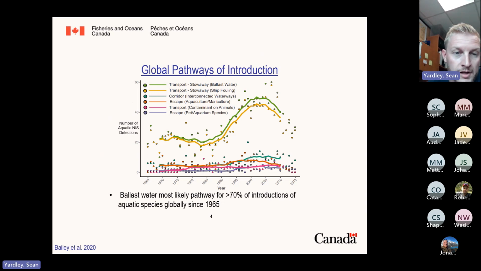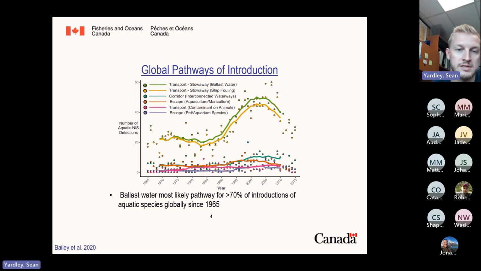So for this figure, I'd like to focus on the green and the yellow lines here because that relates to what our lab is looking at, which is transport via ballast water and transport via ship fouling. As you can see here, it starts out fairly low from 1965 and then starts to increase around 1990.